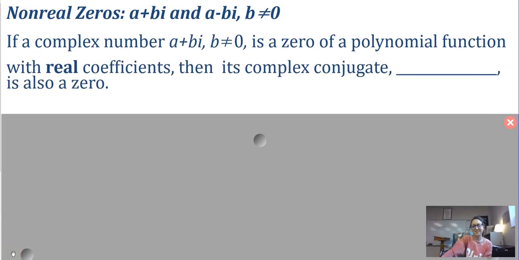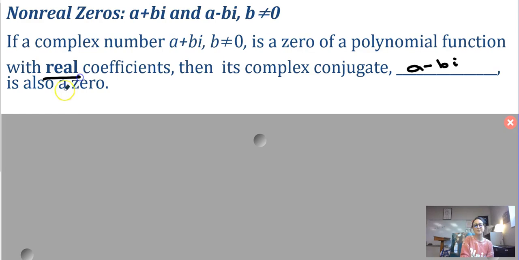All right, first pause on your screen. Can you go ahead and copy this sentence, and then we'll fill it in together. So this says if a complex number a plus bi, where b is not 0, is a zero of a polynomial function with real coefficients, then its complex conjugate, do you remember what that is? That's going to be a minus bi, is also a zero because our polynomial has real coefficients, okay? Why do we need both?